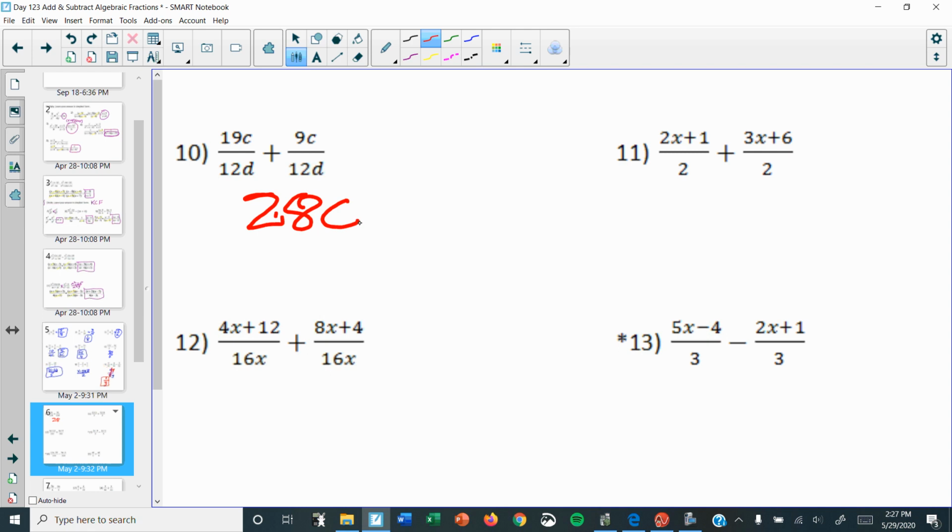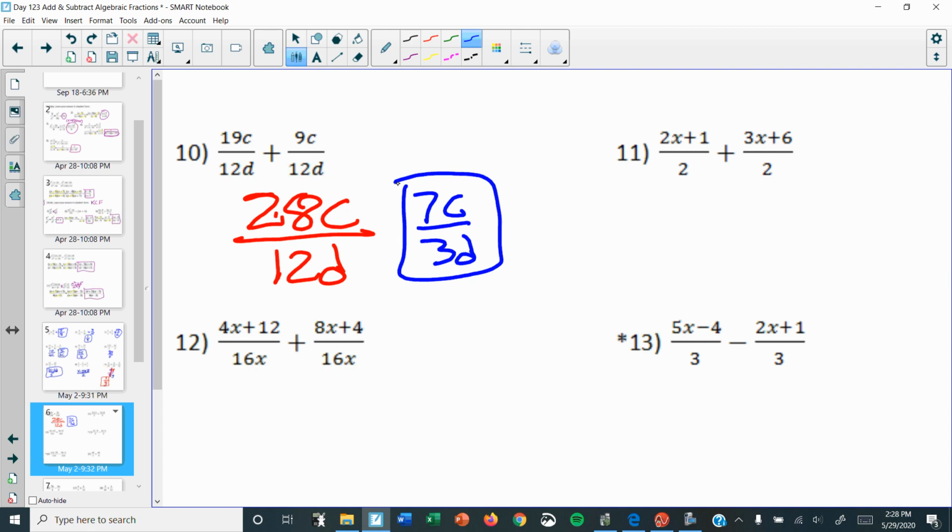All right, so 28c over 12d. What can you take out of a 28 and a 12? You can take a 2 out. You can take a 4 out, actually. So you get 7c over 3d. Yup.